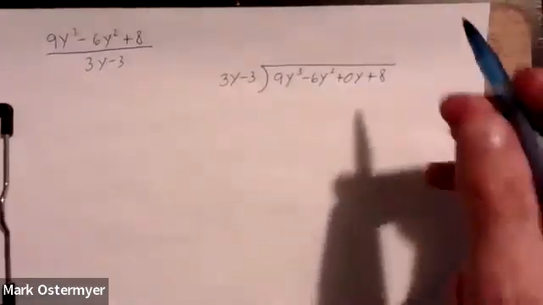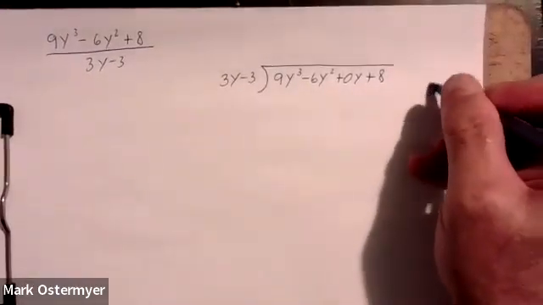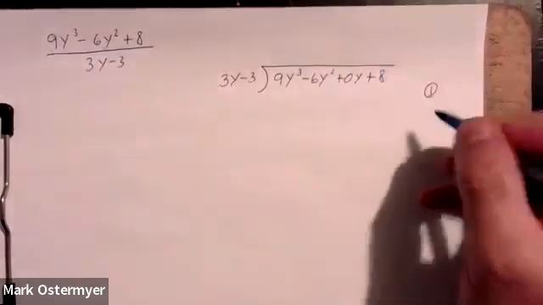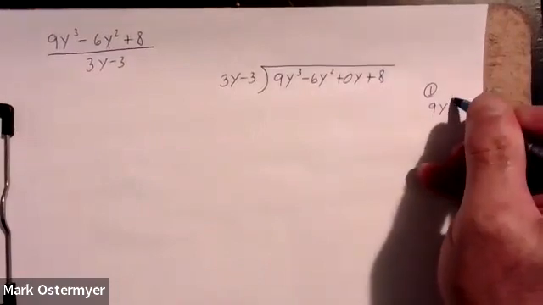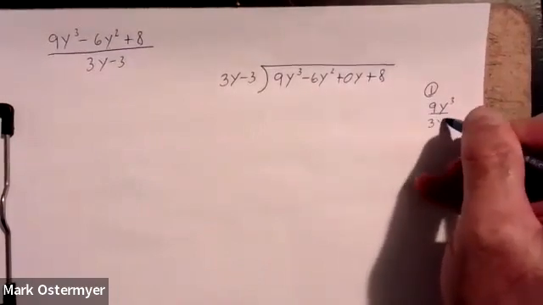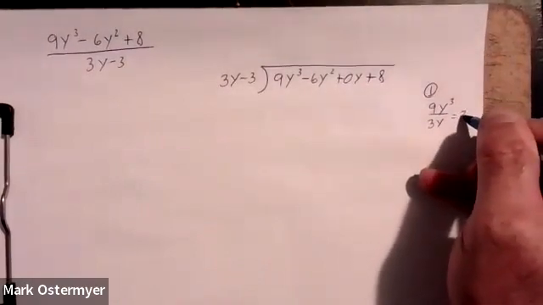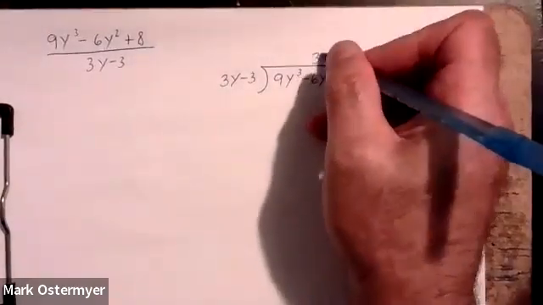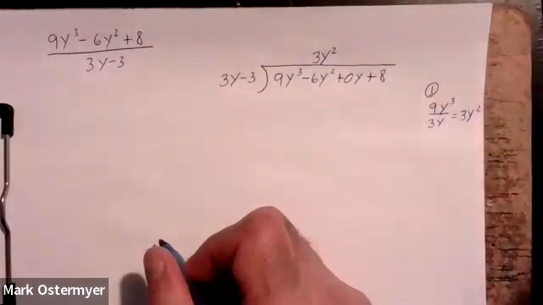Okay, so here we go. We're ready to begin. Round one of division. 3y divides into 9y cubed how many times? Take 9y cubed, place it over 3y and reduce. This reduces down to 3y squared. So 3y squared becomes the first term in your quotient.